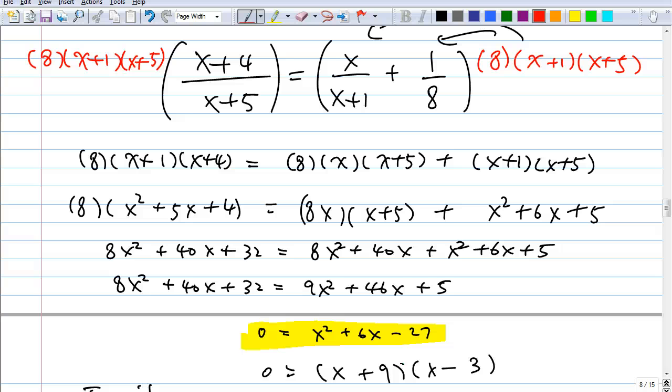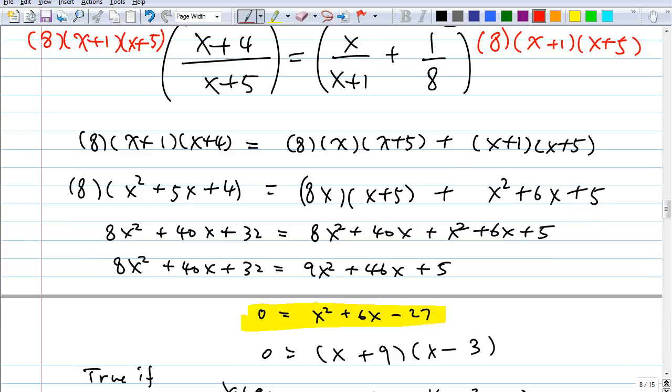E-ray, what are the 2 solutions? This is only true if what? x equals negative 9. I mean, right. No, this is only true if x plus 9 equals 0, correct? Or what? This is only true if each of the factors is 0. x minus 3 equals 0.